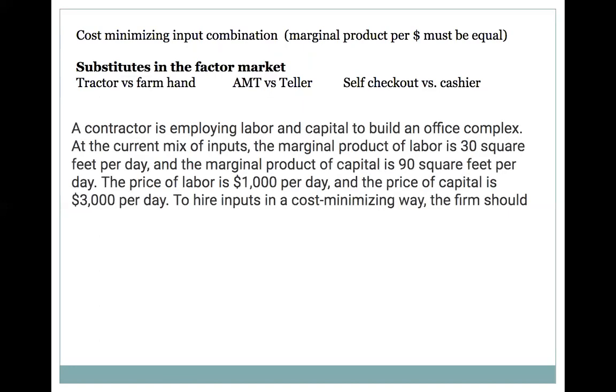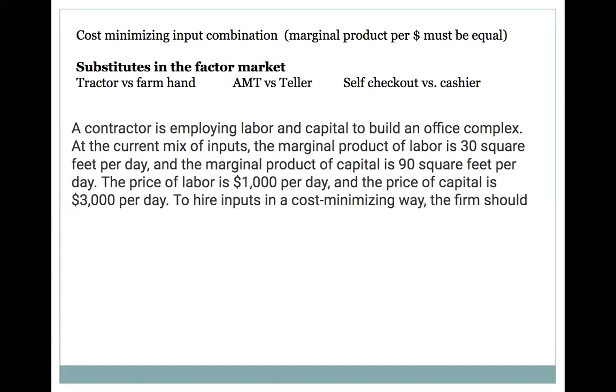And so here's a problem I'm going to give you. A contractor is employing labor and capital to build an office complex. At the current mix of inputs, the marginal product of labor is 30 square feet per day, and the marginal product of capital is 90 square feet per day. Looks like the capital is more productive. Should I go that route? Well, it all depends upon the price of these inputs as well, wouldn't it? So the price of labor is $1,000 per day, and the price of capital is $3,000 per day.